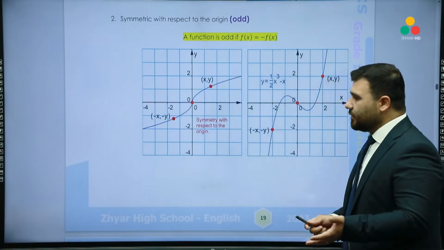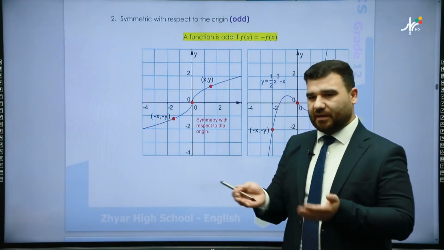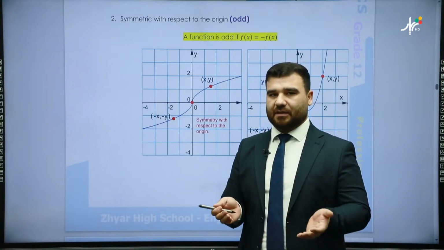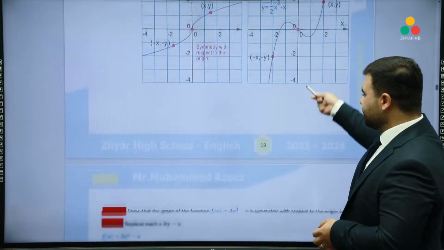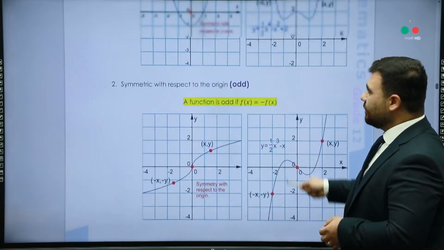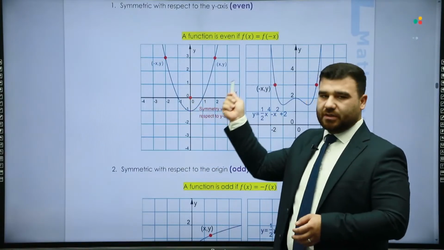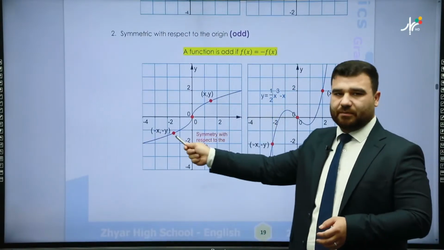And we have some other functions that are not symmetric. We said symmetry has two types, even and odd. We have some other functions that are not symmetric at all. Then they are not even or odd. On a graph, it's easy to recognize even and odd. Always consider an even function like a U shape, and an odd function like an S shape.